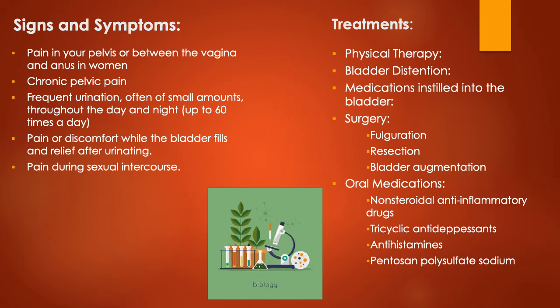and some pain during sexual intercourse. Some of the treatments that were discussed would be physical therapy, where the guidance is to tighten up the pelvic floor; bladder distension, when the bladder is extended, usually by filling it with water, and then removing that water, and in some cases the distension of the bladder helps to alleviate some of those issues. There's medication that can be instilled into the bladder, surgeries, and oral medications that can be given to help with some of the symptoms and then relieving that ulcer.